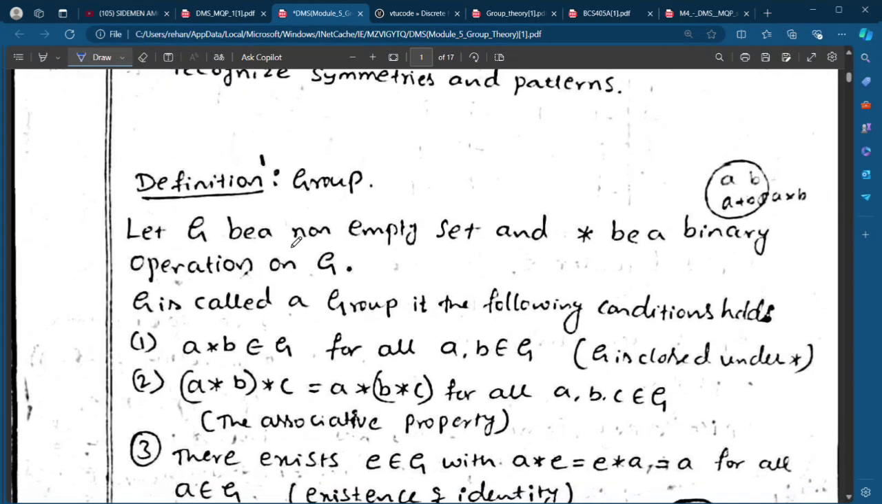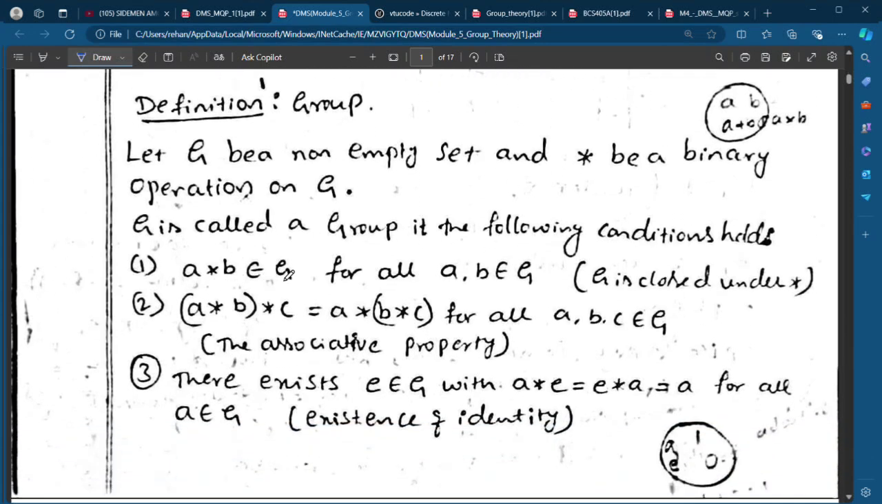What is it? For a group, let G be a non-empty set and star be a binary operation on G. G is called a group if the following conditions hold: A star B belongs to G for all A, B. So we can say that G is closed under star. Then (A star B) star C should be equal to A star (B star C). That is the associative property.